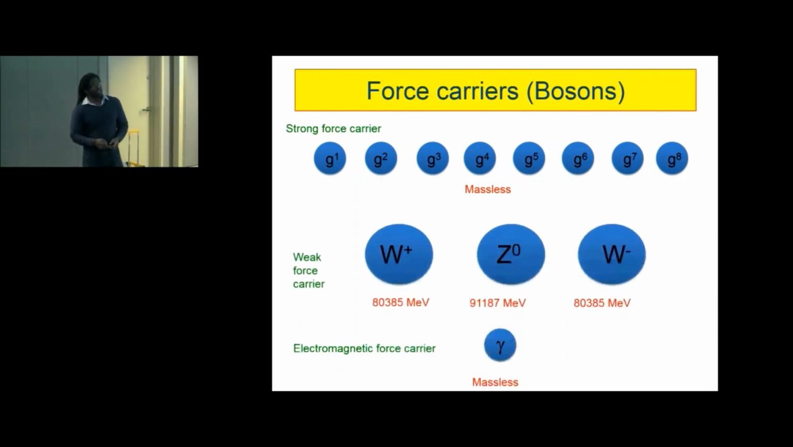Then the weak force carriers: there are two W's, W plus and W minus, and a neutral boson, the Z. In this case, they're quite massive particles, and it's that mass, the heavy nature of them, that essentially makes the force weak, and I'll explain a little bit about that later.